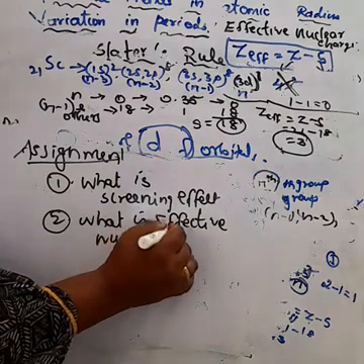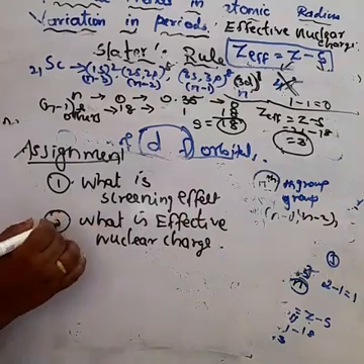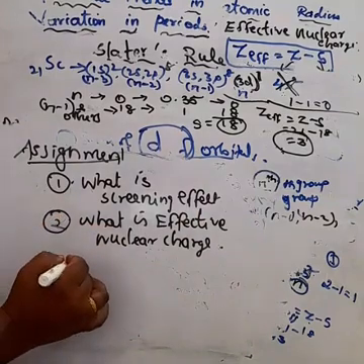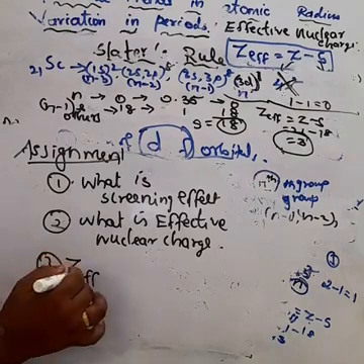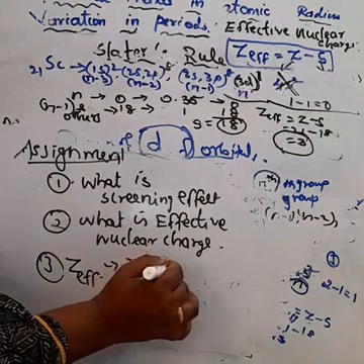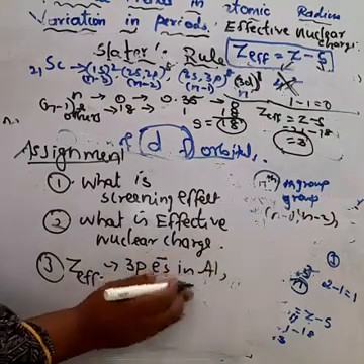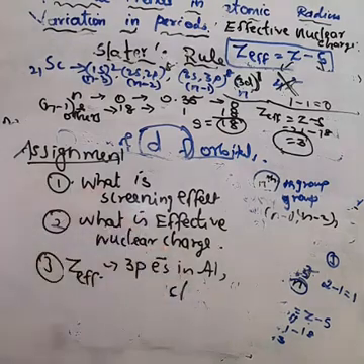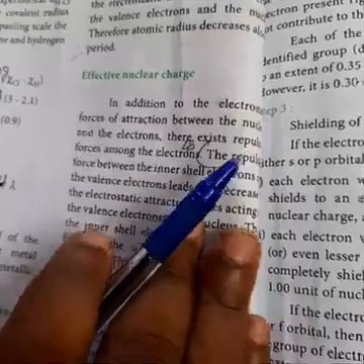And one more question, on page number 82: Evaluate yourself. Calculate the effective nuclear charge on a 3p electron in aluminum and chlorine. You should calculate it. If you have any doubt, you ask me. If you have the book, take it now. Students, take page number 80.